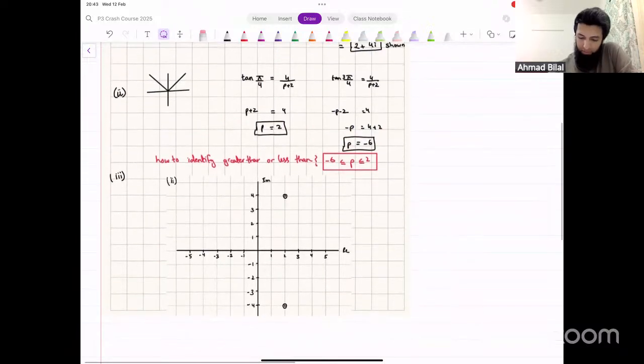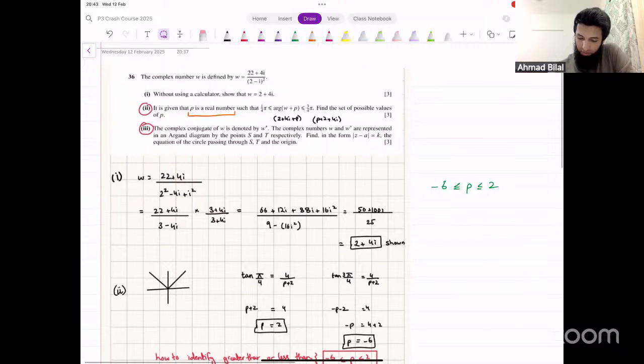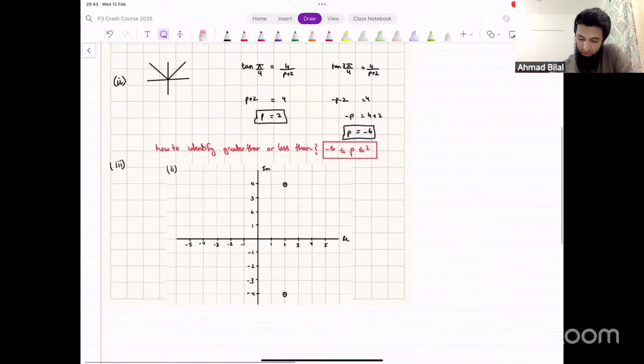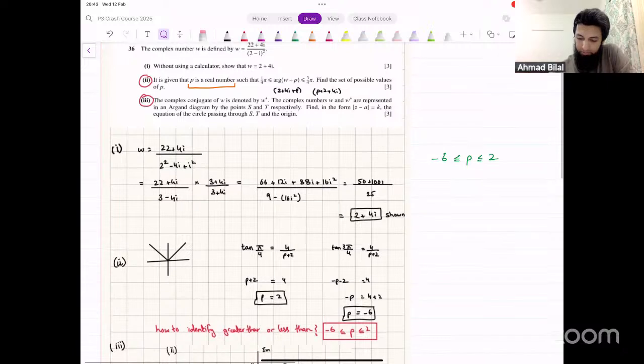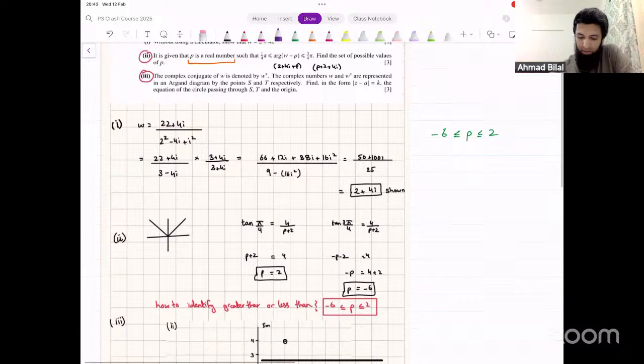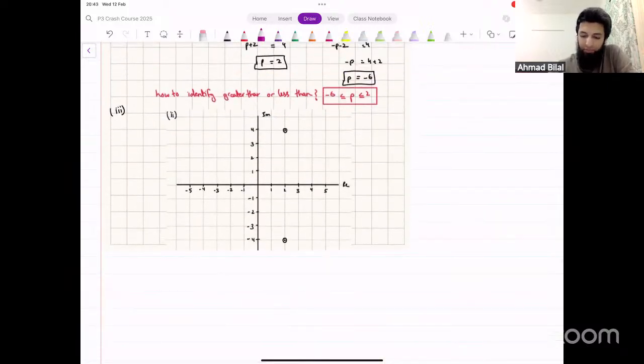Okay, so you have plotted those points. W is 2 plus 4i and the conjugate. Equation of the circle passing through S, T, and the origin. And they're saying that these points are S and T, right? So this point is S, this point is T, and there's the origin. So you'll get a circle that looks like this, roughly. You have to write down the equation of the circle.